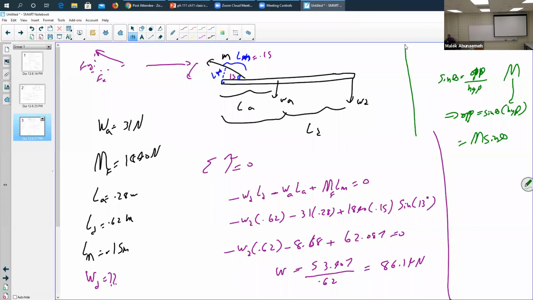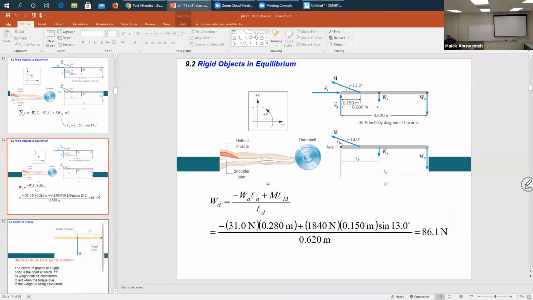Same thing for the cosine. When we talk about cosine theta, again, it's the adjacent over hypotenuse. So that means the adjacent, if we want to find it, is your cosine theta multiplied by the hypotenuse. Excellent. So plug it in, you should get 86.1 newtons, what we just got.